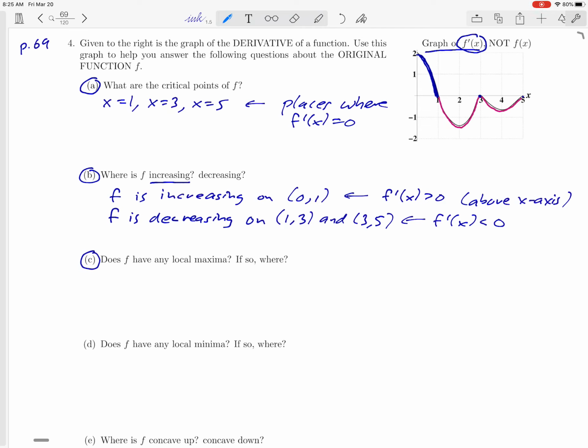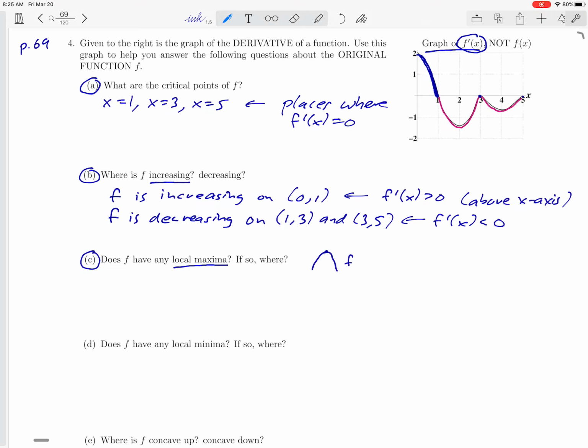And then we move on to part C, and this asks us, where does the original function have a local maximum? How do we answer a question like that if all we have is a graph of the derivative? Well, let's think about that graphically for a minute. I'm just going to draw a little snippet of a local maximum of f. It's going to look like this, the top of a peak.